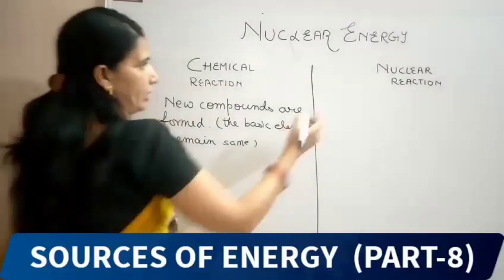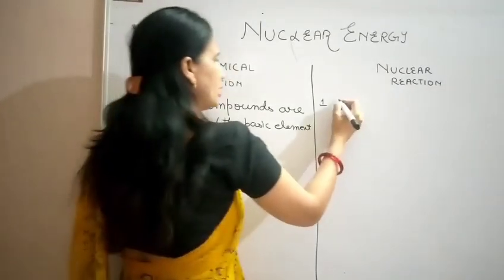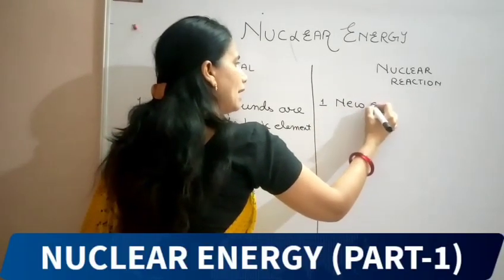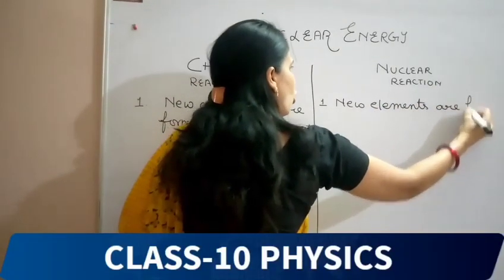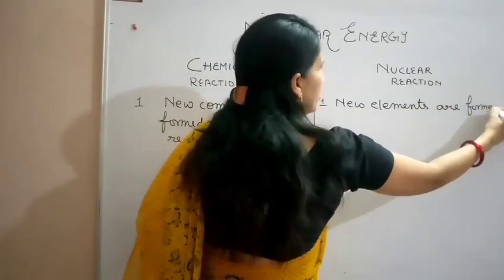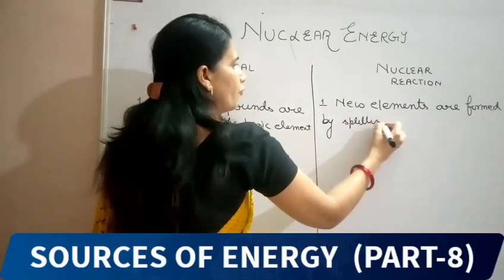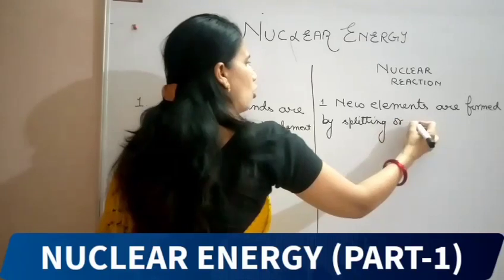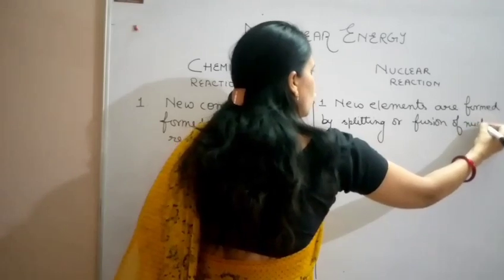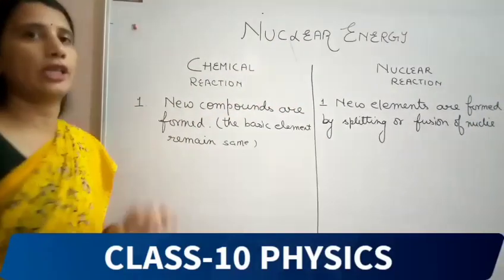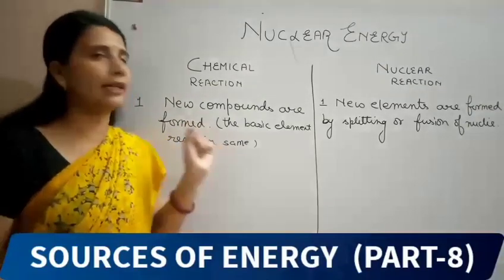But in a nuclear reaction, new elements are formed, by the splitting or fusion of nuclei. So in a nuclear reaction, new elements are formed. We are all aware of the difference between an element and a compound.